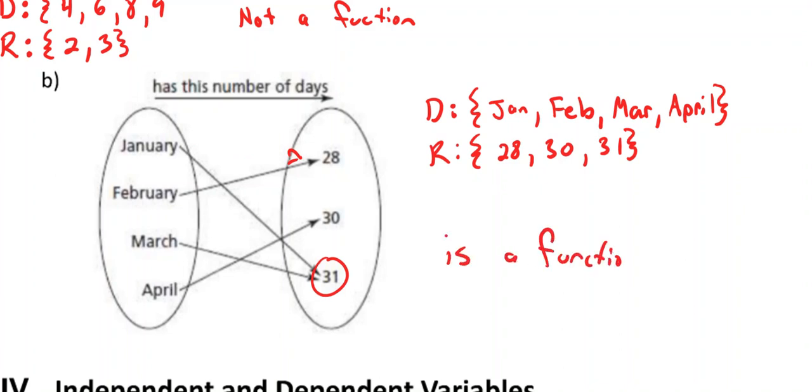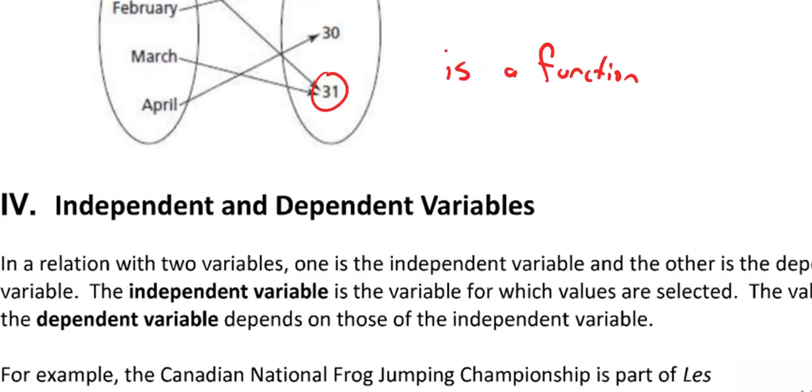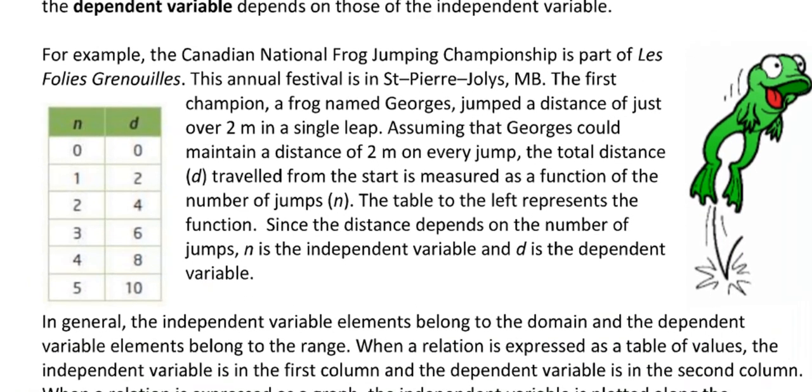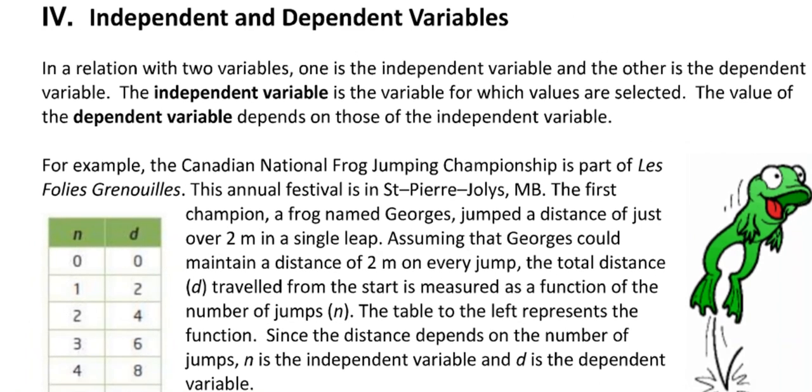Well, if you think about it this way, wouldn't it be correct to have February? Okay, so if you guys are in science, have you guys talked about independent versus dependent variables? Okay, so let's look at the definitions first. The independent variable is a variable for which the values are selected. The value of the dependent variable depends on those in the independent variable. So that's a little confusing, but let's look at an example.